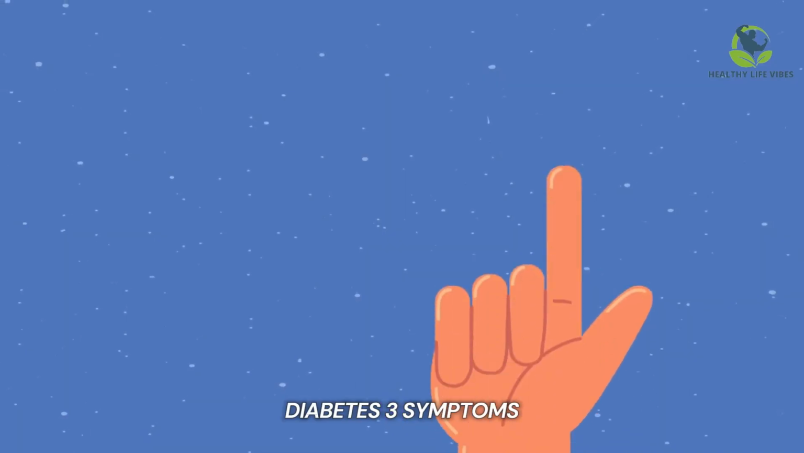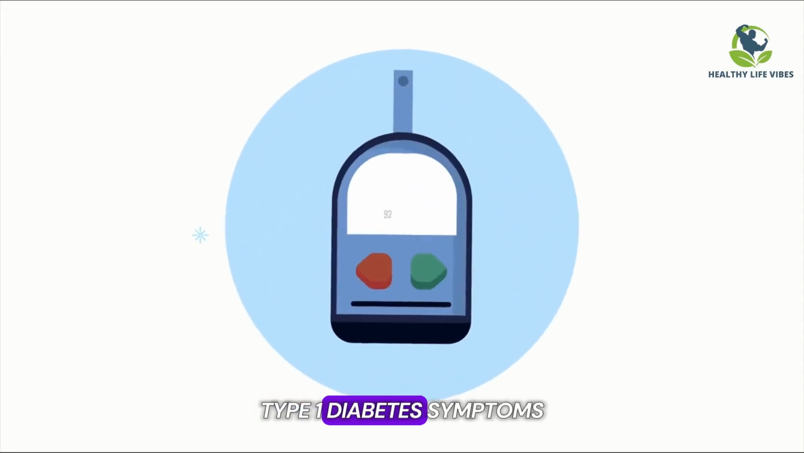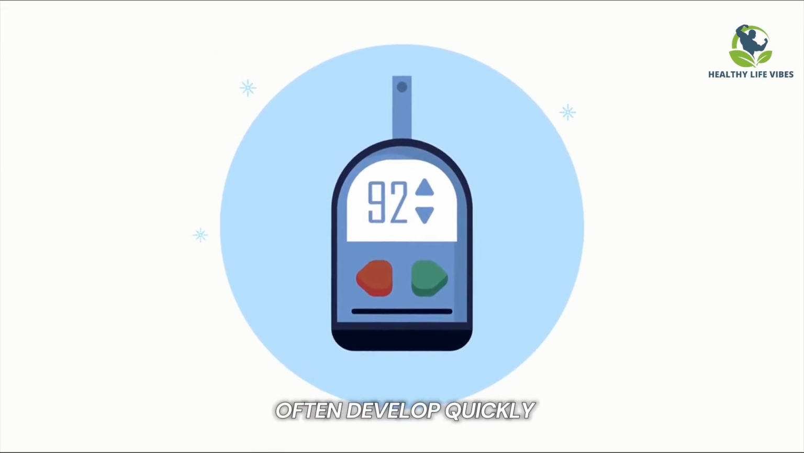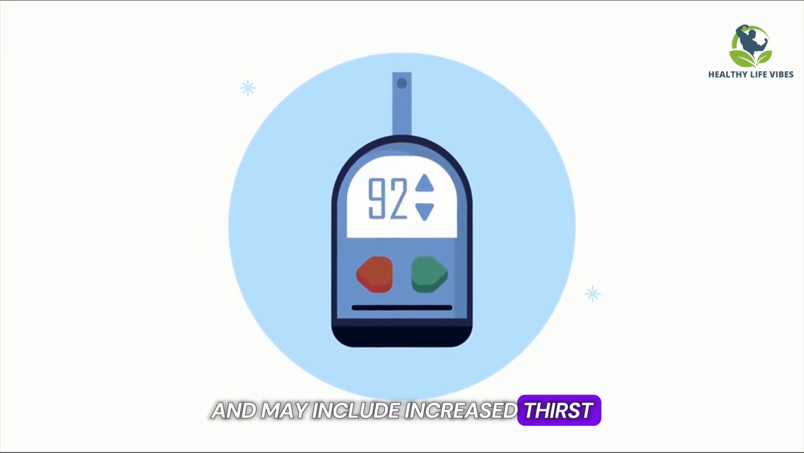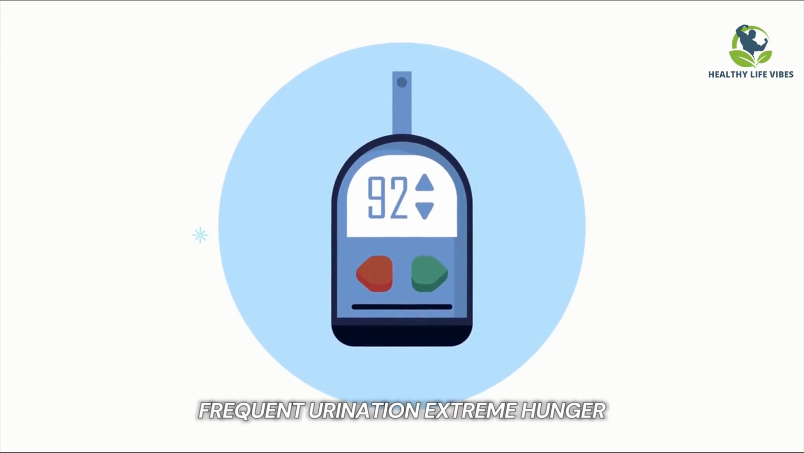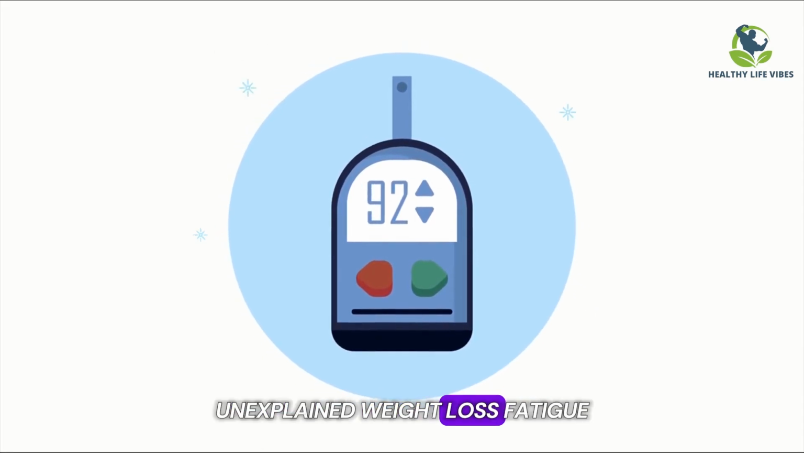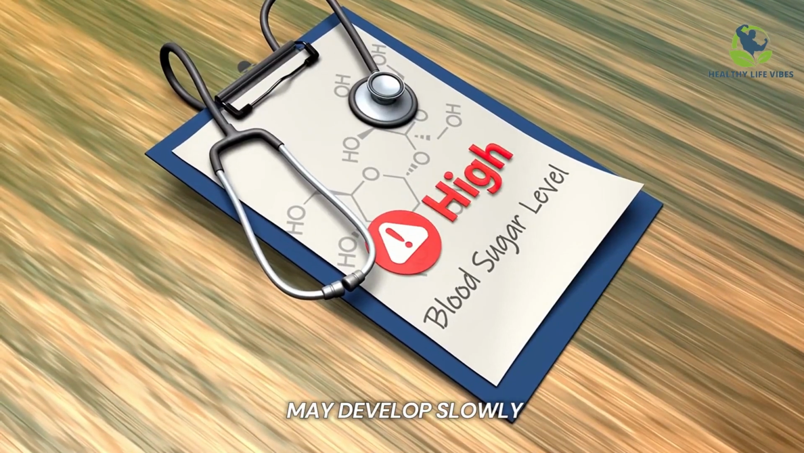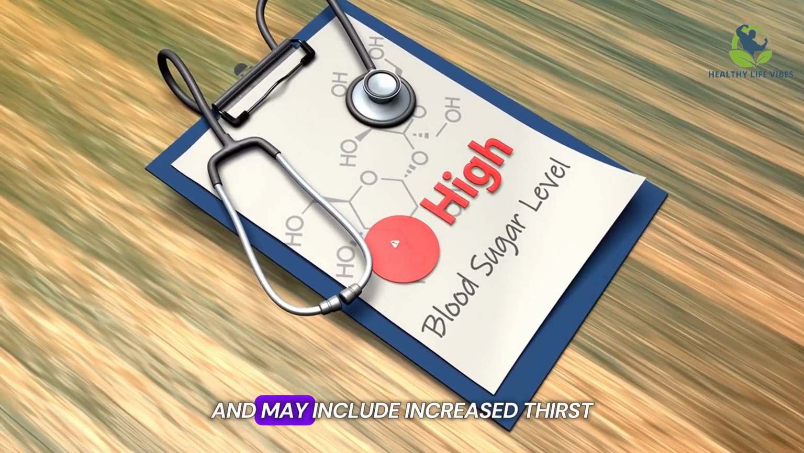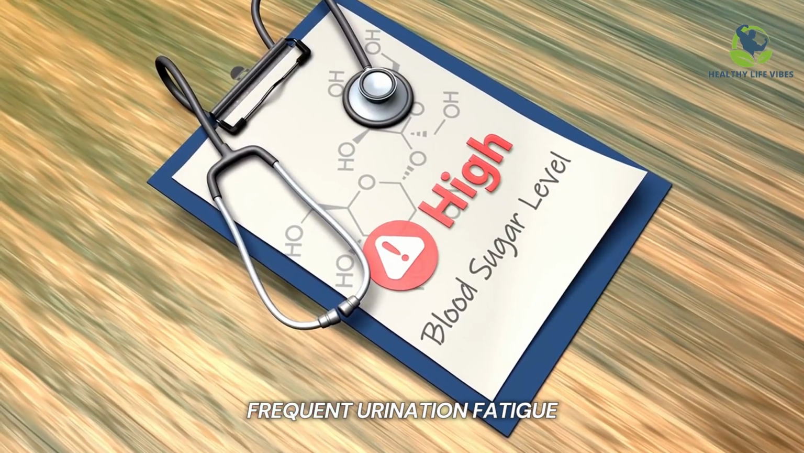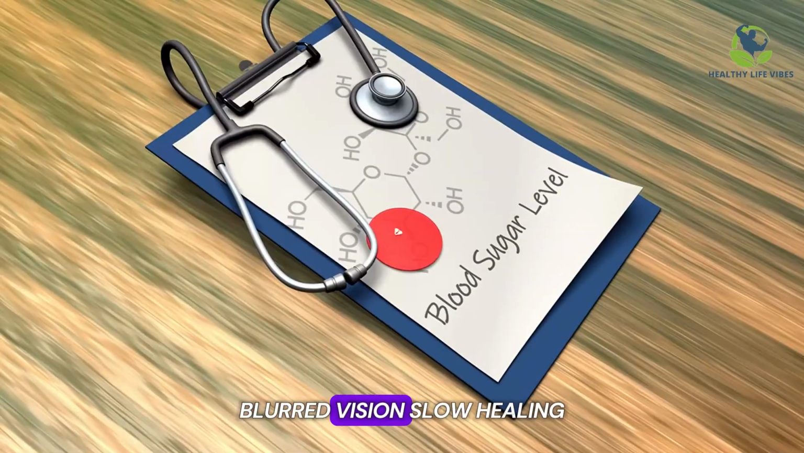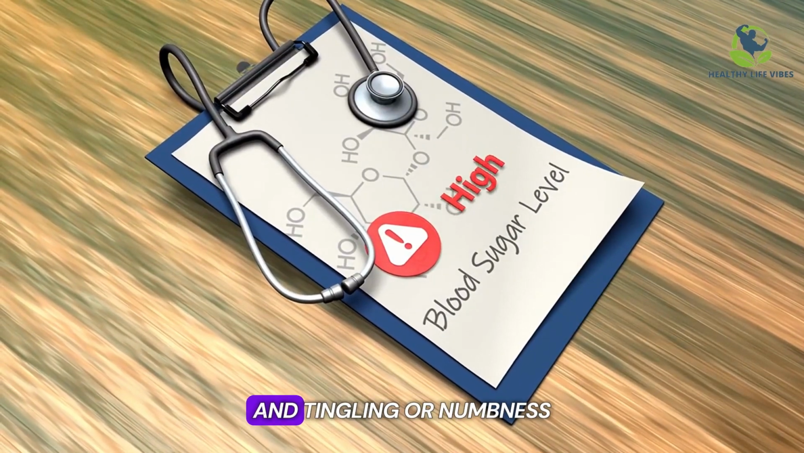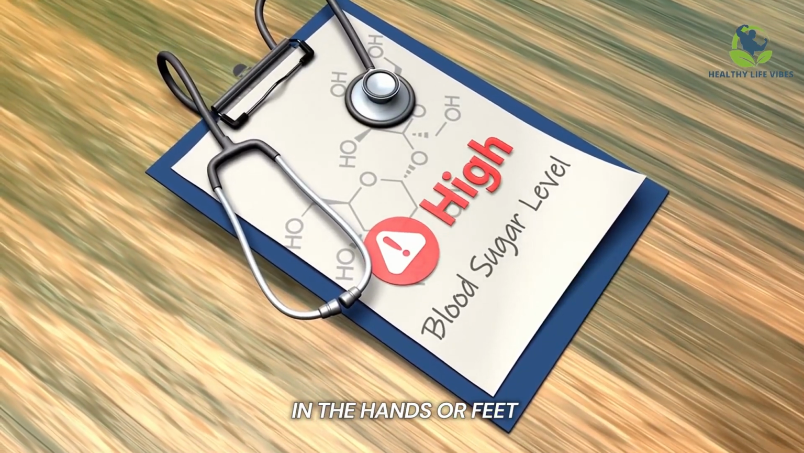3. Symptoms. Type 1 diabetes. Symptoms often develop quickly and may include increased thirst, frequent urination, extreme hunger, unexplained weight loss, fatigue, and irritability. Type 2 diabetes. Symptoms may develop slowly and may include increased thirst, frequent urination, fatigue, blurred vision, slow healing of wounds, and tingling or numbness in the hands or feet.